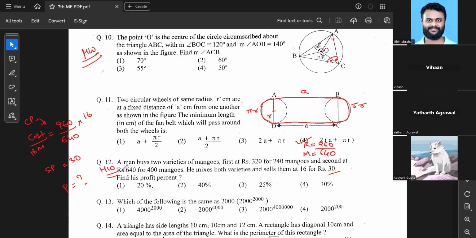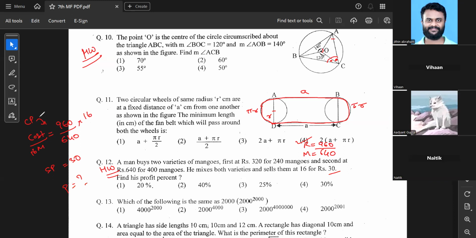Fair enough. I'll just wait for a moment for others to write down the hint. Sir, we just have to compare actual and given. In this question, all you have to do is you will get the CP from here. You will get the SP. SP is 30. Then find the profit percentage: SP minus CP upon CP. Okay, sir. Understood.